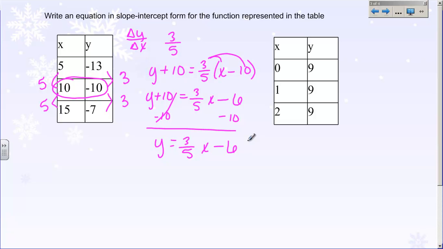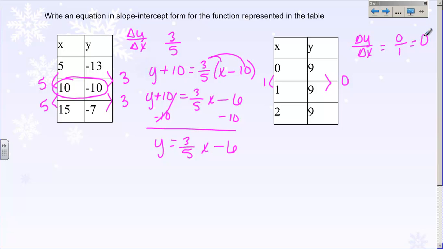Now look at the next table. And hopefully when you look at this next table, you see that the y is the same all the way through. That's going to be really important in just a second. Okay? Step 1, find the slope. Change in y over change in x. Well, my change in y from here to here is 0. My change in x from here to here is 1. So my change in y over change in x is 0 over 1, which is just 0.